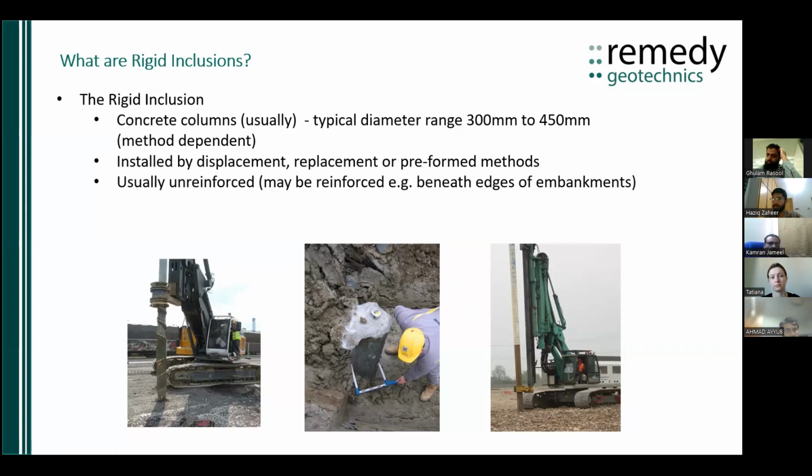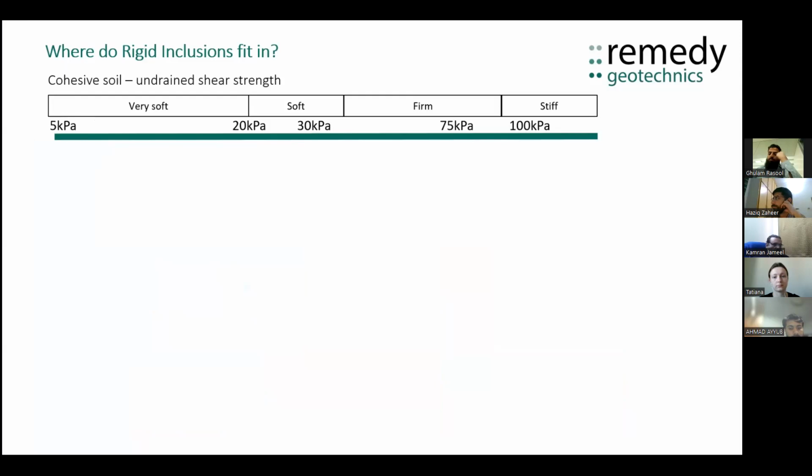The columns are usually unreinforced, except where there are either lateral or transverse loads, and certainly care is needed beneath the edges of embankments. But they are typically, if they're a rotary displacement column, unreinforced. And as I've said, they do require this composite design philosophy.